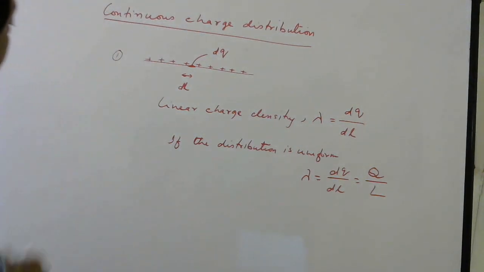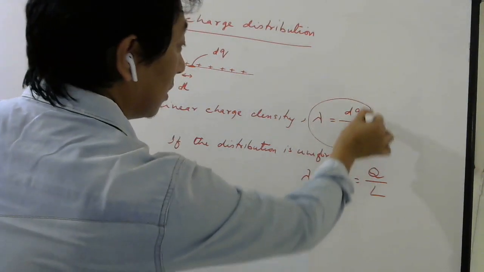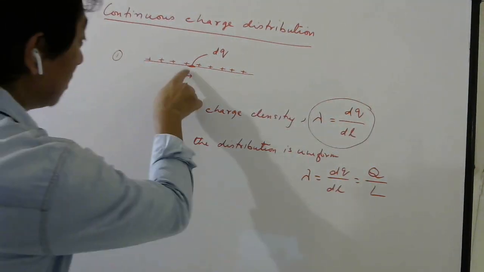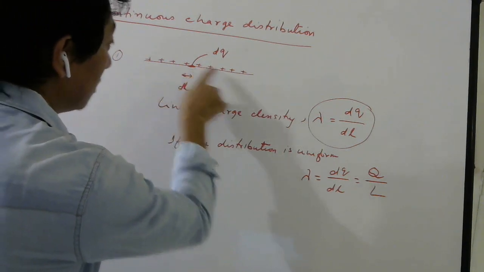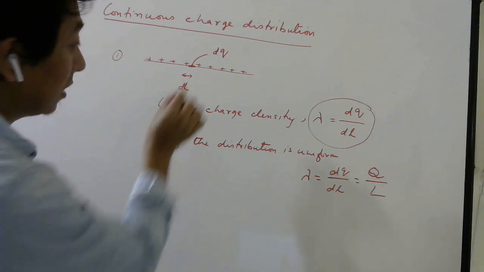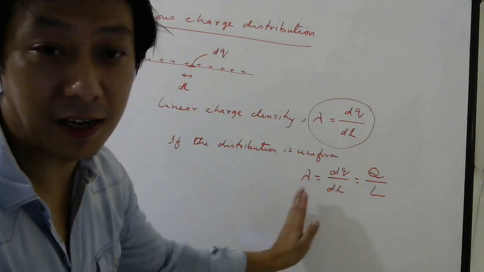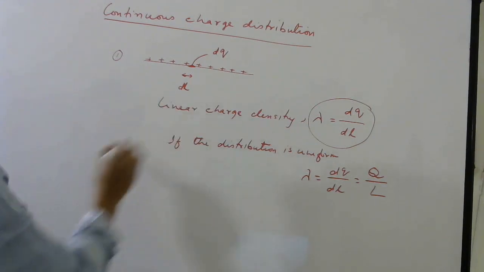If it is not uniform, then you have to use only this. Then this lambda will be different at different places, depending on how much dq is there in that small length. But if it is uniform, then you can write like this. So this is your linear charge density.